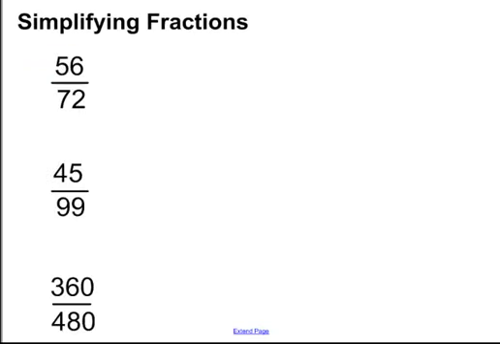Okay, let's move on. When we simplify fractions, what we're doing is finding an equivalent fraction to the one we've been given, but we want it in its lowest terms. What I mean by that is that if you have a fraction in lowest terms, that means the numerator and the denominator don't have any common factors. So let's look at how that would work with this first example here, 56 over 72.